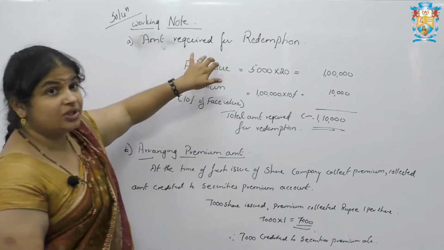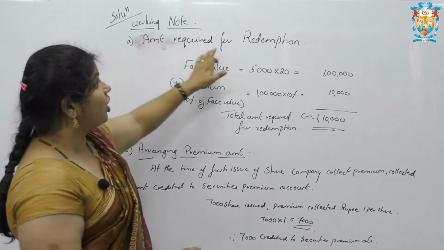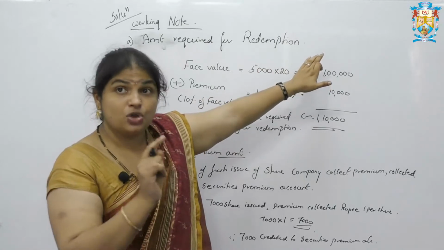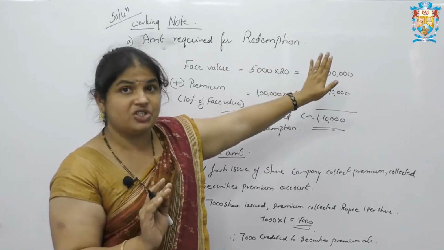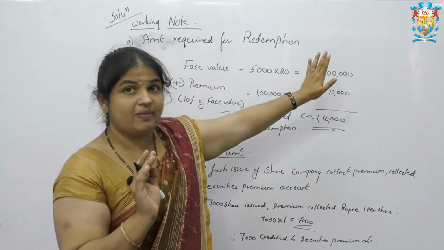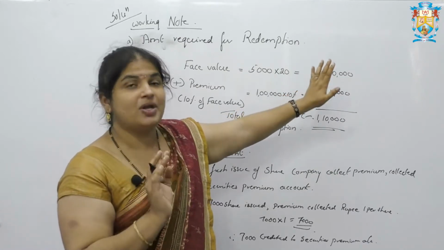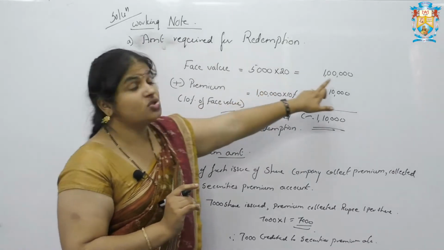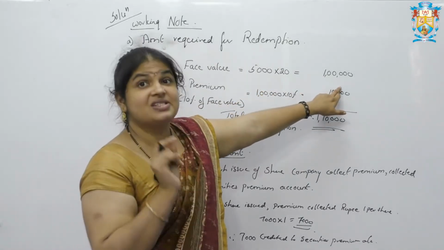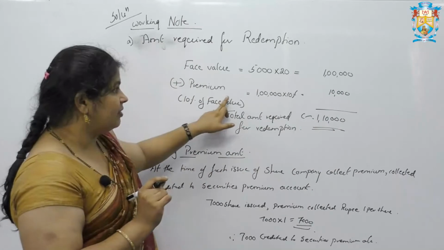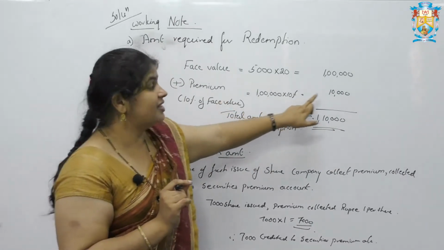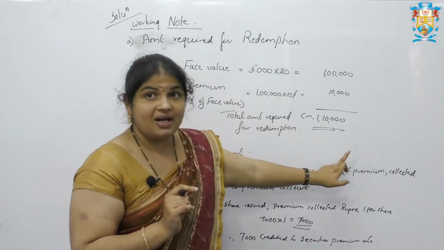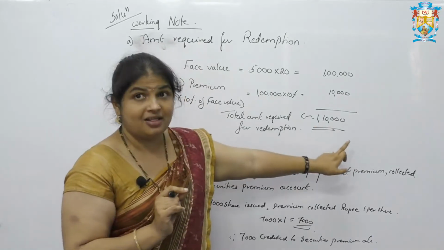In our first working note, let us see the amount required for redemption. What is the total amount required for redemption? If I am going for redemption, what is the total money I should have? That is face value 5,000 into 20, that is 1 lakh rupees, plus premium, 1 lakh into 10%, that is 10,000. So the total money I have to arrange is 1 lakh 10,000.